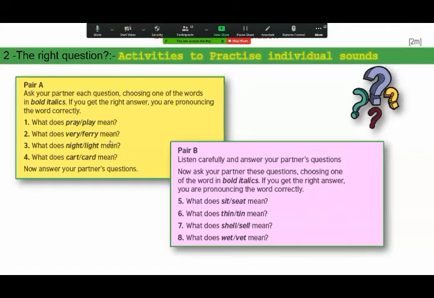So, in the third question, what does the word night mean? And if you say it's dark, so it is the opposite of the morning, you got a right pronunciation. Again, if I am your partner and ask you what does night mean, if the other participant answers it's dark or it is the opposite of morning, that means you got a right pronunciation.